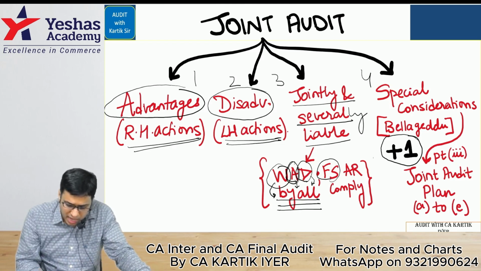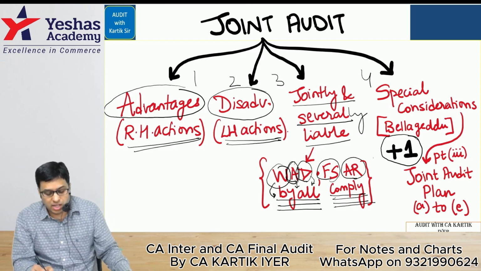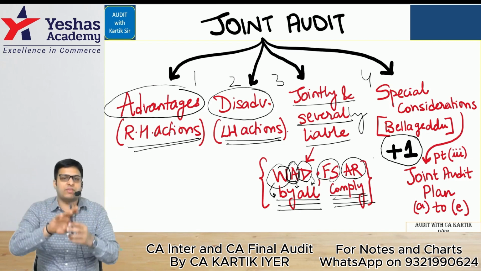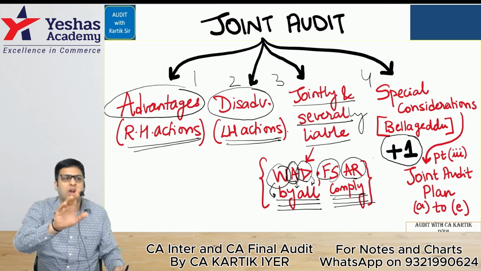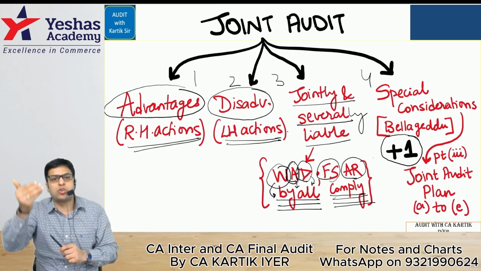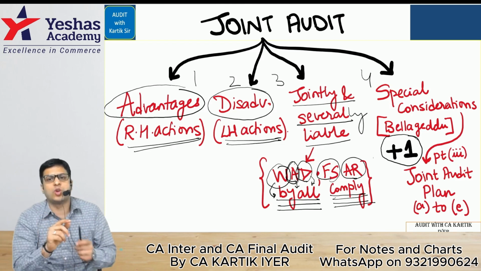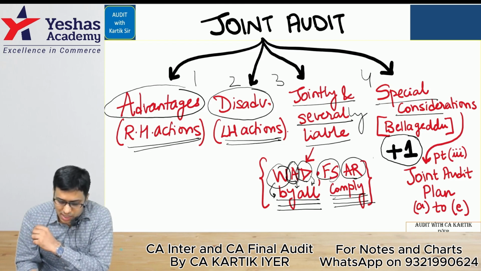Whether the FS complies with the relevant statute, whether the audit report complies with the relevant statute. They'll be liable regarding these matters. If the financial statement is not as per AFRF and joint auditors do not tell about it, then all joint auditors will be jointly and severally liable. If the audit report is not complying with the SA 700 format, then all joint auditors will be jointly and severally liable.